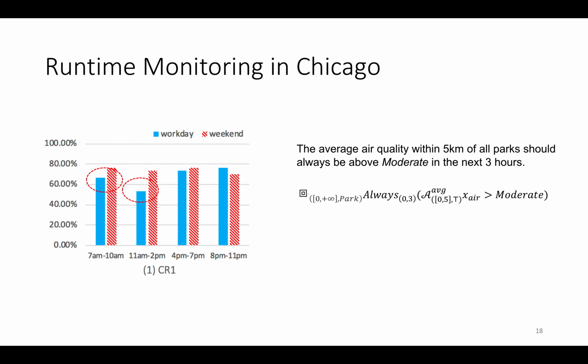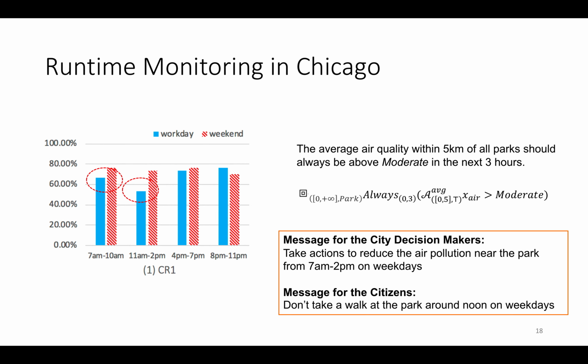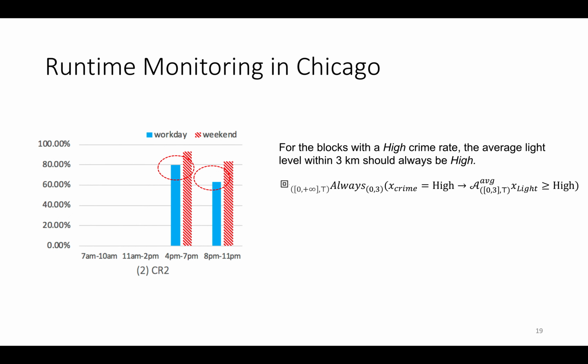So how can these results be helpful? A message for the city decision makers from this result could be they should take actions to reduce the air pollution near the park during that time. And also for the citizens, they can learn that they shouldn't take a walk at the park around noon on weekdays.